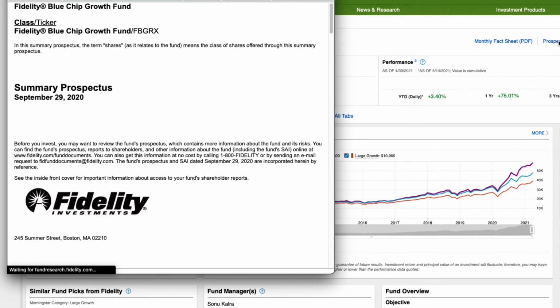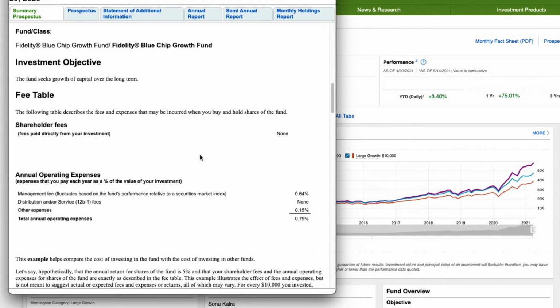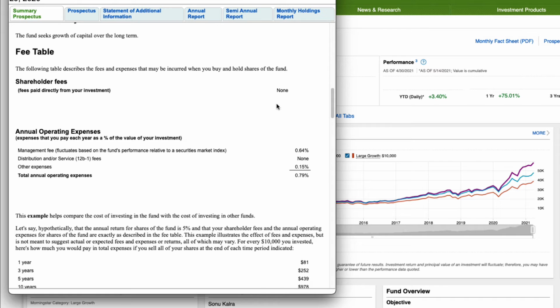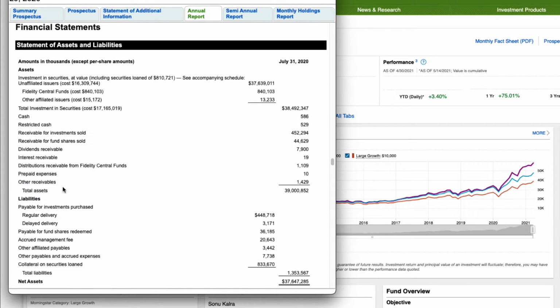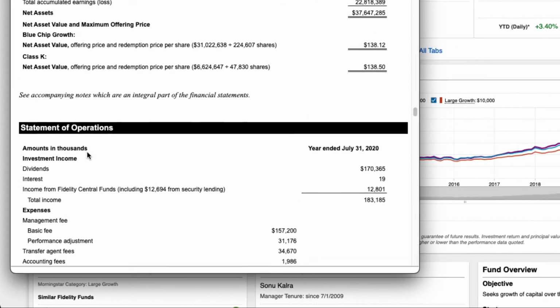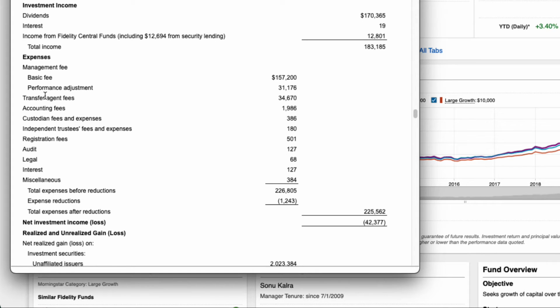You also can look up their prospectus, and in the prospectus you're going to find the expense ratio there as well. And if you want more detailed information, you can pull up the annual report, find their financial statements, and go to the statement of operations. Here you'll see the expenses laid out for you line by line. And if you really want to nerd out, you can look at the notes to the financial statements, and that will tell you exactly what each of these line items mean in great detail.